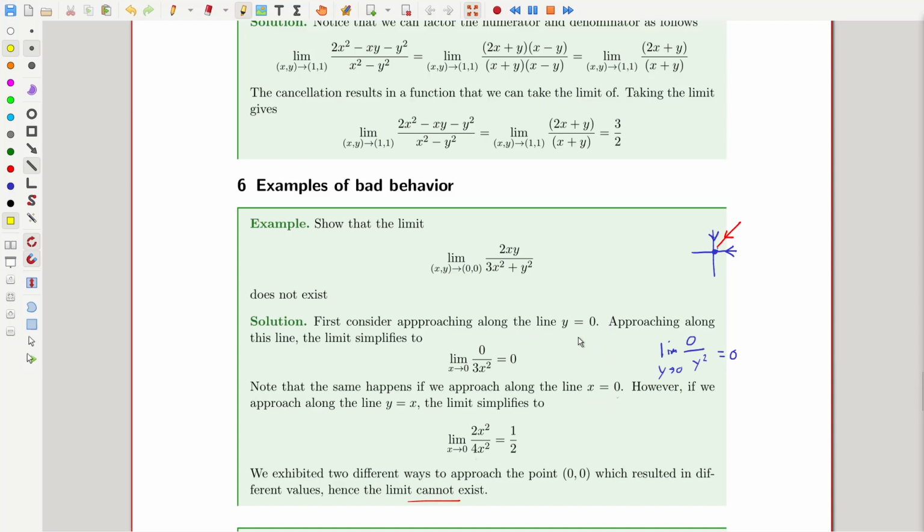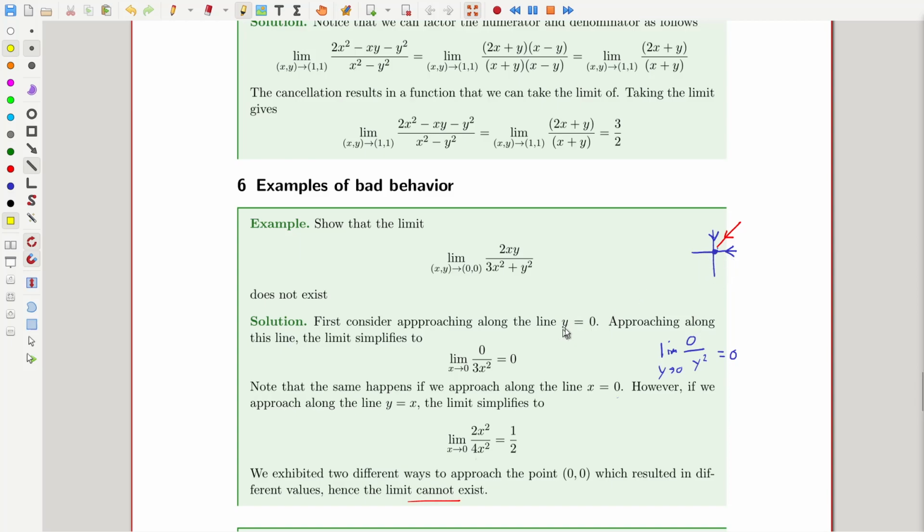First, the easiest paths to start off with are the paths where you set one of the coordinates equal to a constant and you approach along the other coordinate. So in this case, because we're approaching the point (0, 0), we would set x to 0 or set y to 0 and approach along the other direction. Pictorially, it's like this picture. Approaching along the line y equals 0 would be approaching along the x-axis, approaching along this one.